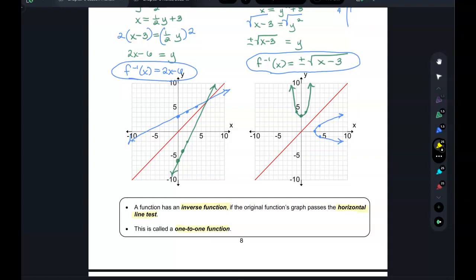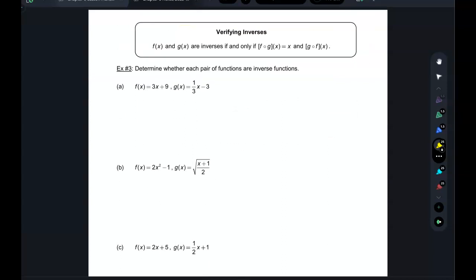How does the horizontal line test work? Okay, let's say I gave you this. Actually, that's a bad example. Hold on. Does this pass the horizontal line test? No. So this does not have an inverse function. But if I gave you that, this does have an inverse function. So that one doesn't. Will you ask us for the inverse function? Probably not.